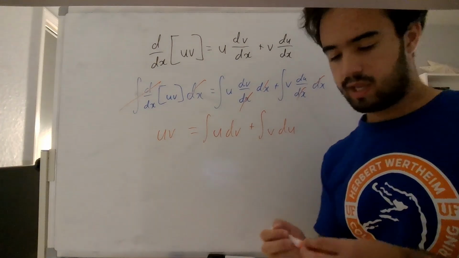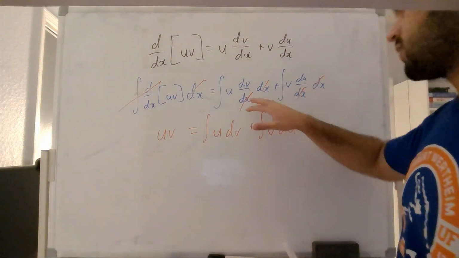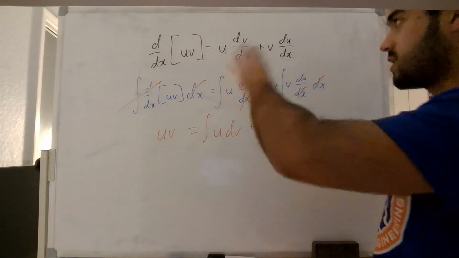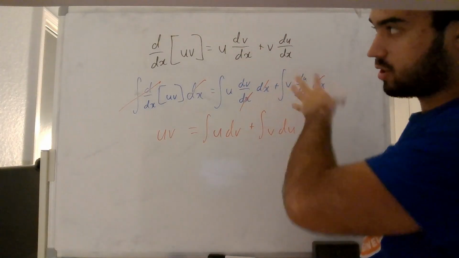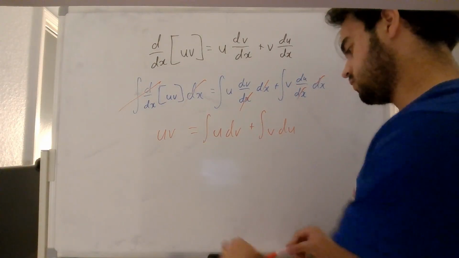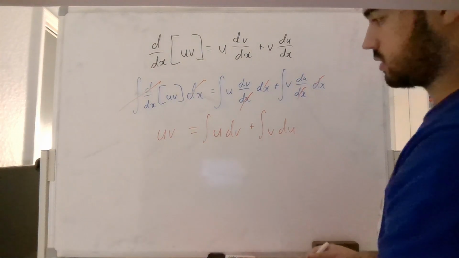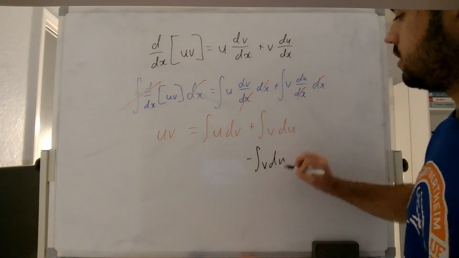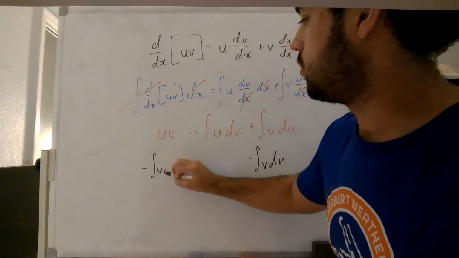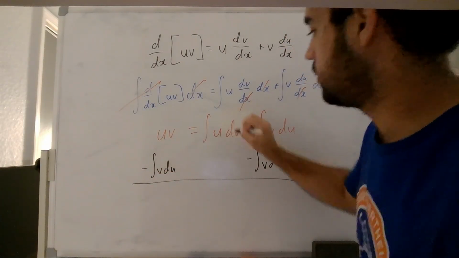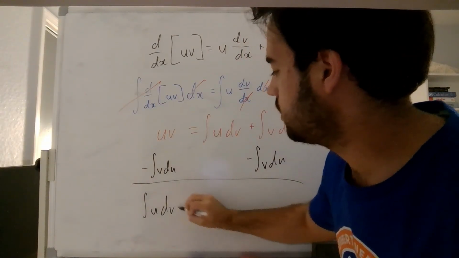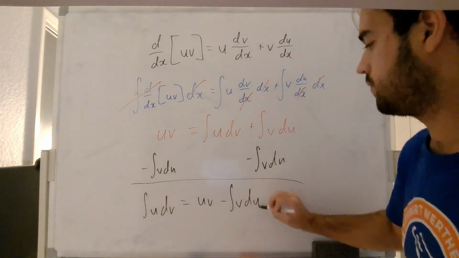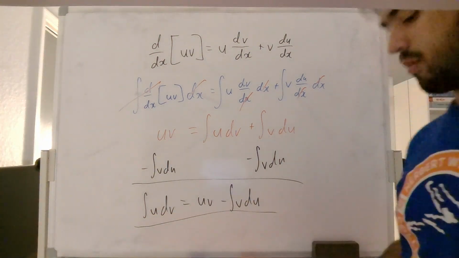Obviously, this isn't how differentials actually work. But for the sake of showing a derivation of this rule, at least at a basic level, we can use this. And then from here, we can subtract the integral of v du on both sides, and we end up with the integral of u dv equals uv minus the integral of v du. And this is how we end up at our formula.